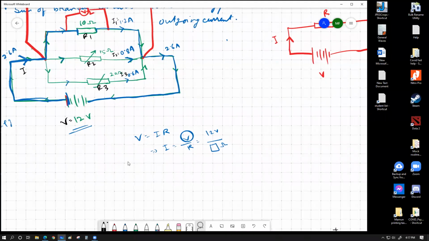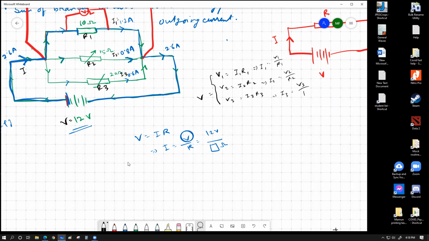I'll keep the circuit in view. What we have seen is that V1 equals I1 R1, V2 equals I2 R2, and V3 equals I3 R3. Each of these is equal to V, because V goes to V1, V goes to V2, and V goes to V3. This is true. So from these equations, I1 can be written as V1 by R1, I2 as V2 by R2, and I3 as V3 by R3.